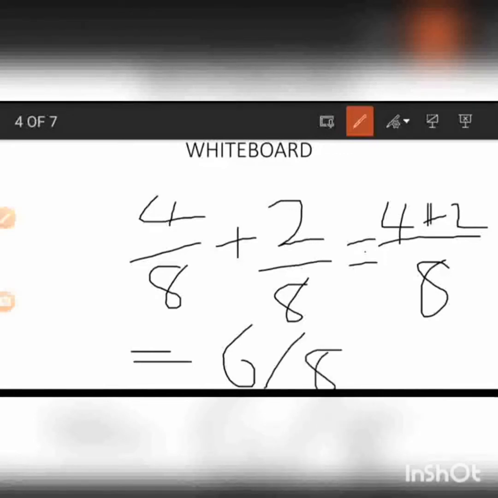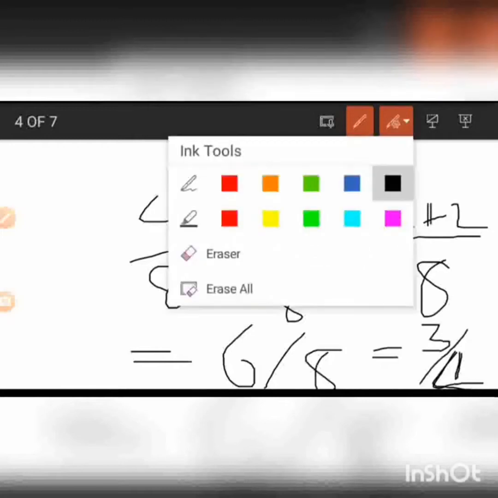This can further be reduced: 2 into 6, that's 3, and 2 into 8, that is 4. So that is 3 over 4. That becomes our final answer. Alright?